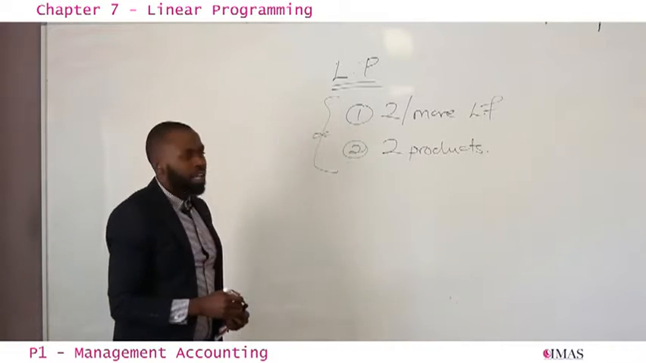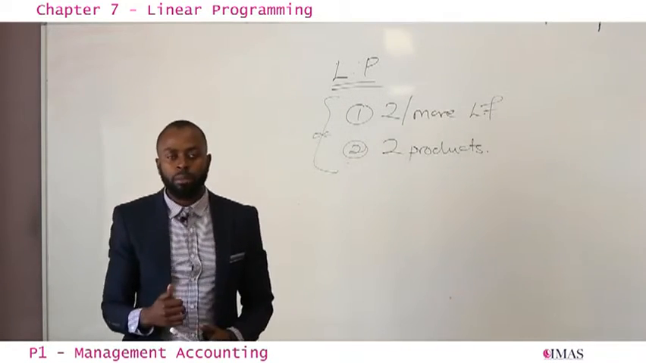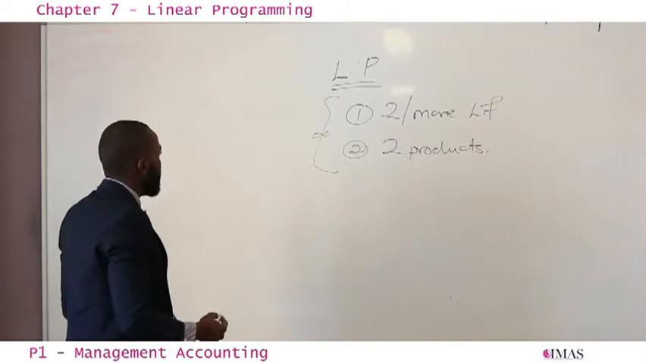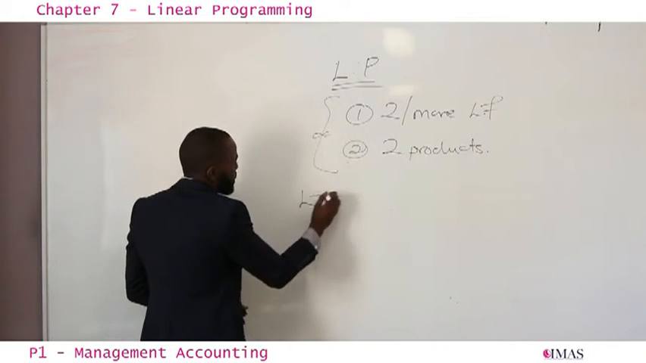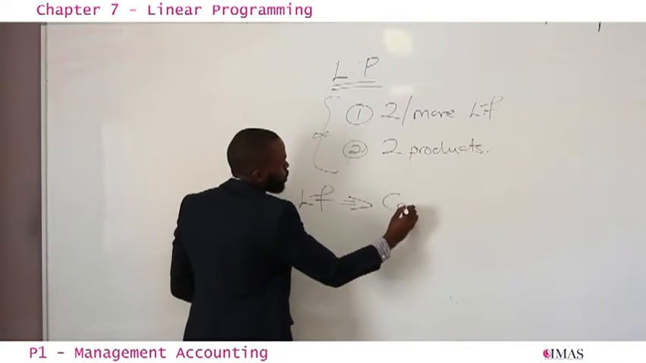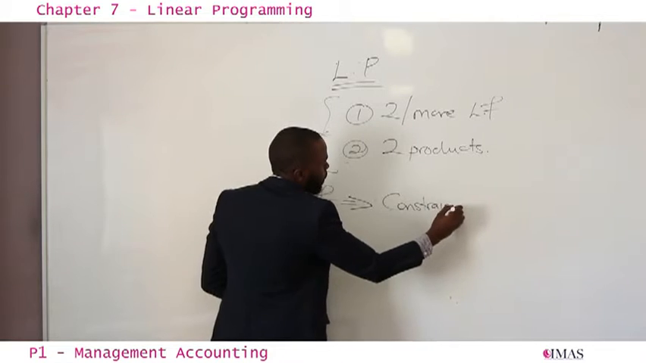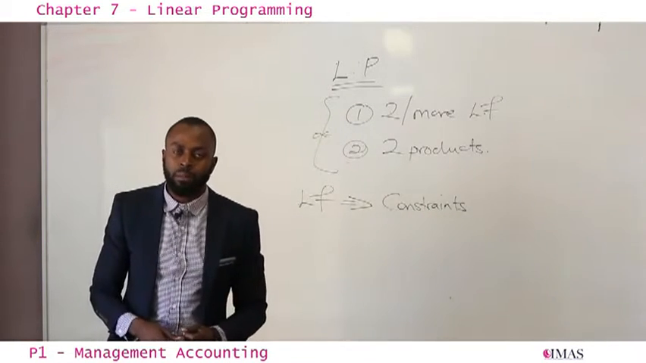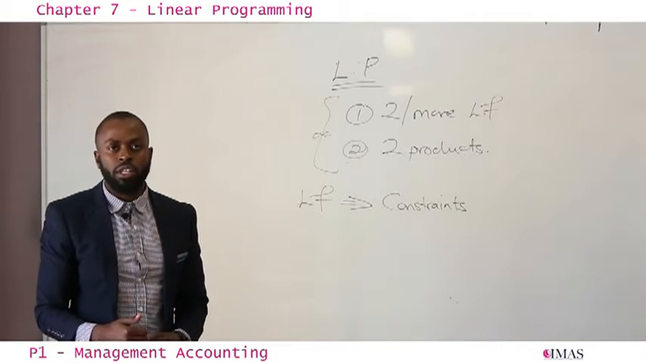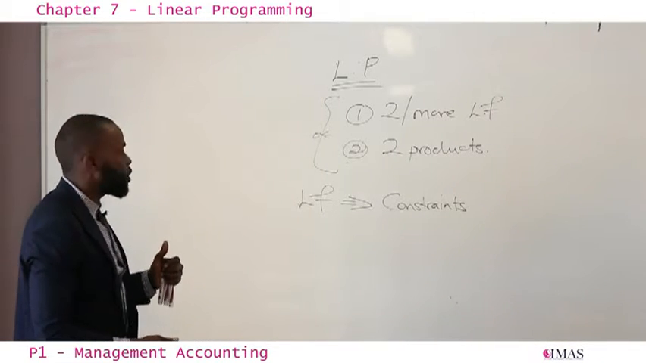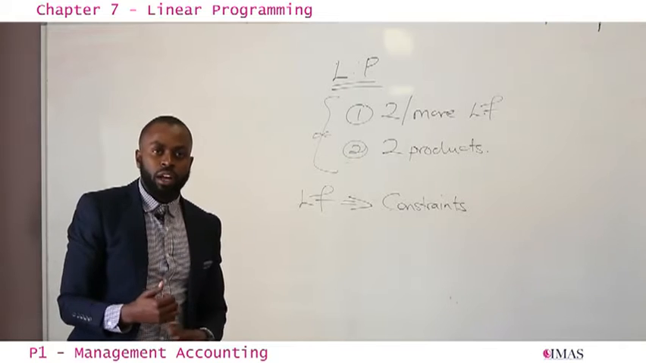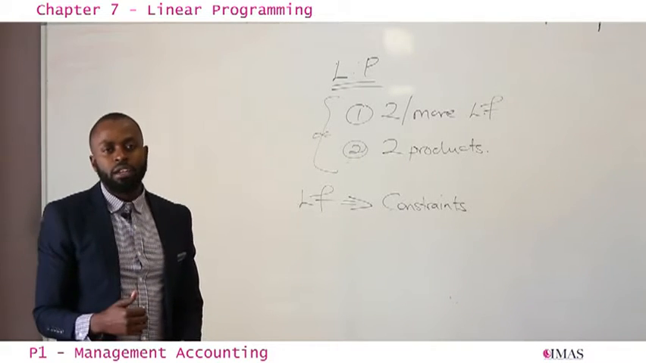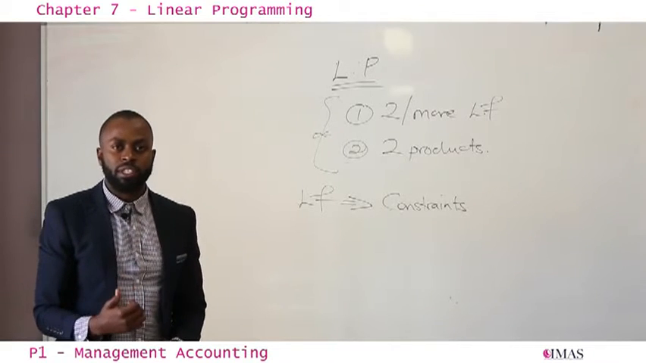So in any question that has to do with 2 or more limiting factors, we have to use linear programming. But in linear programming, our limiting factors, we're going to call them constraints. So we're still talking about the same thing, but it's different terminology for different concepts. In limiting factor analysis, we call it a limiting factor. For linear programming, we call it a constraint. In our budgeting, we call it a key budget factor. But we're talking about the same thing.